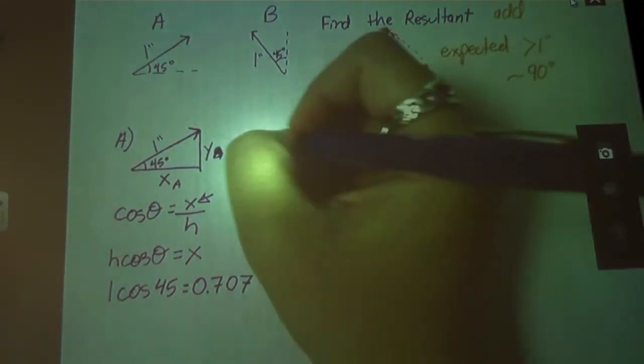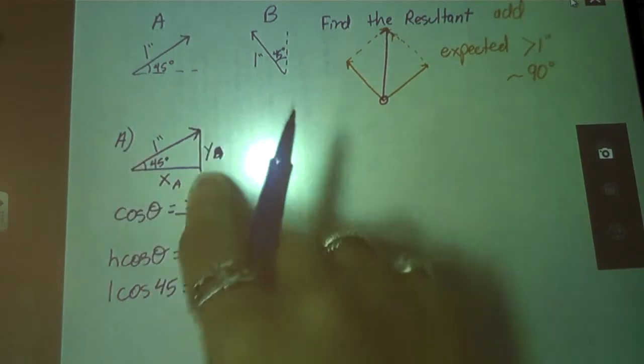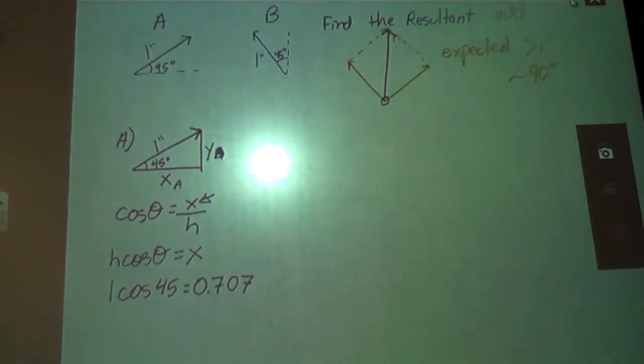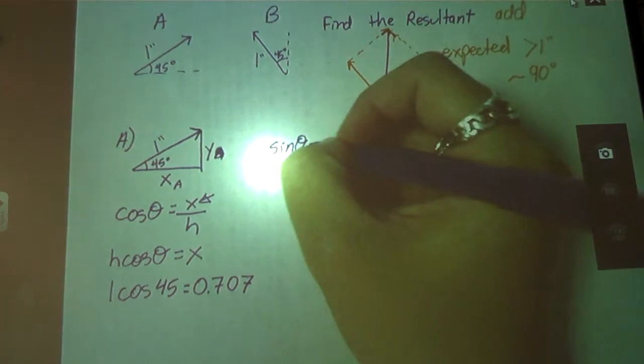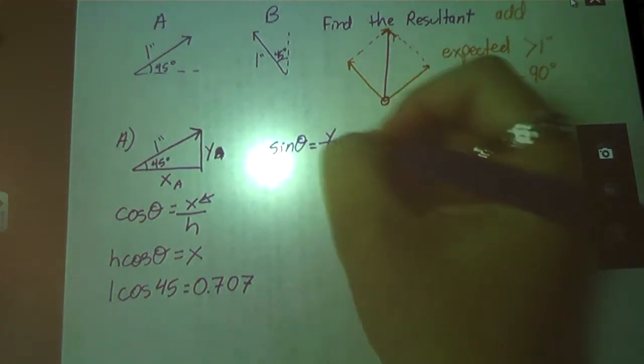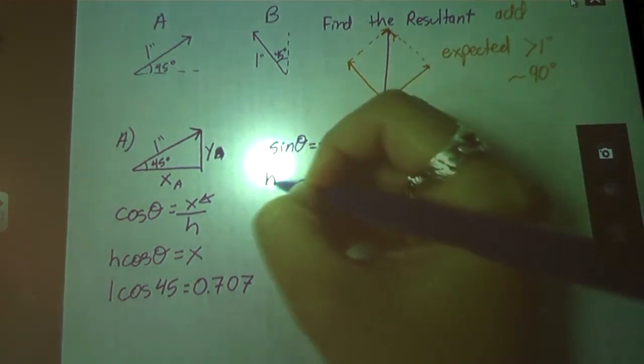To come up with my y component, again, that y is right where it knee-jerk traditionally would be. So I'm going to use sine to find that. Once again, I'm looking for y, so I'm going to go ahead and get it by itself.